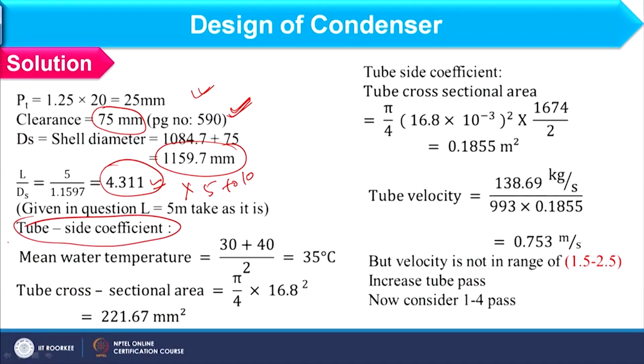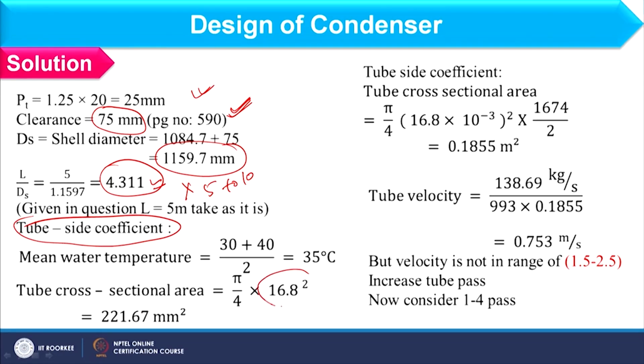Fine. And if you understand, in the tube side we have water. So, we will follow the same procedure as we have discussed in shell and tube heat exchanger design, where first of all we find out the velocity, we check the velocity, and then we consider the heat transfer coefficient calculation, right. So, let us discuss the tube side coefficient calculation. For this we need the tube cross sectional area.